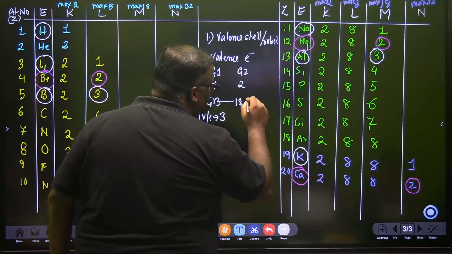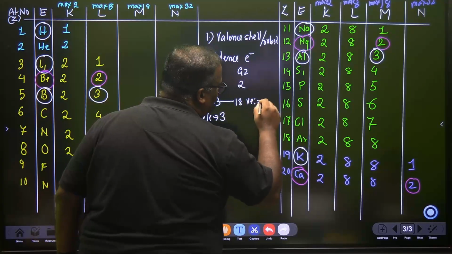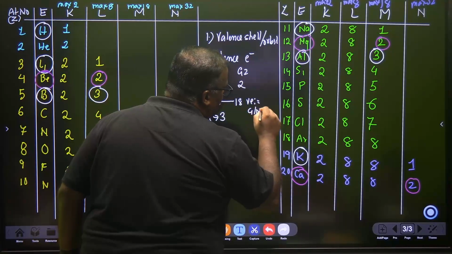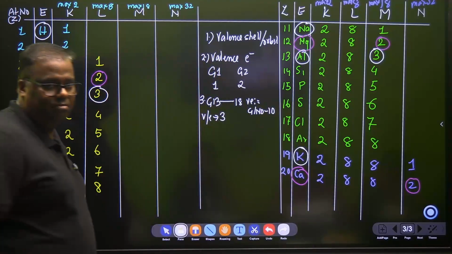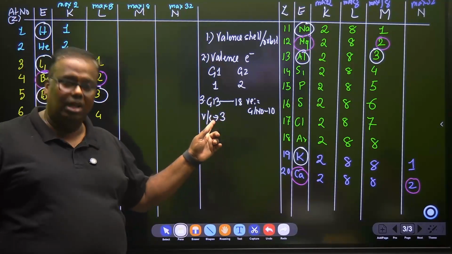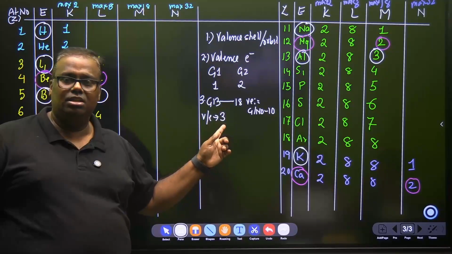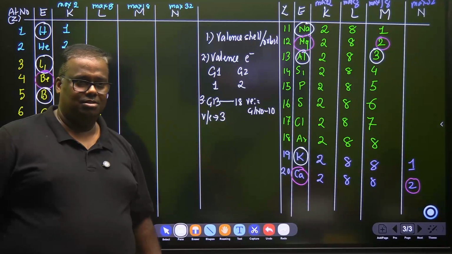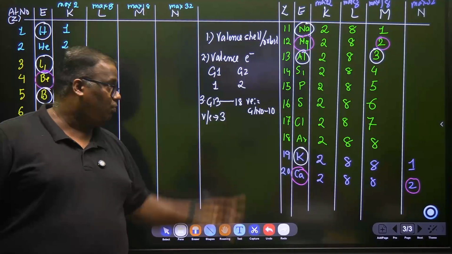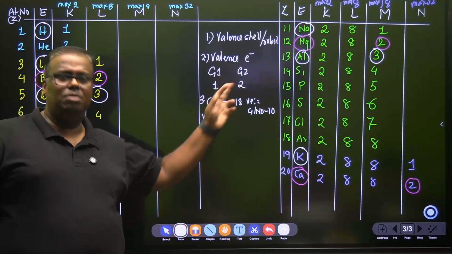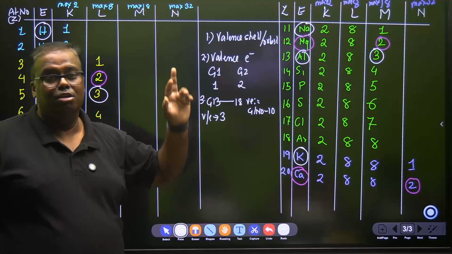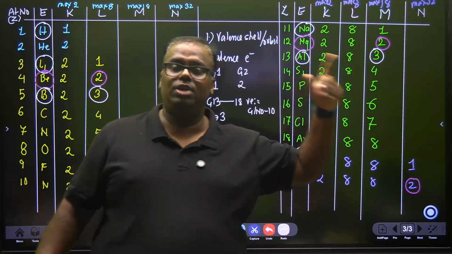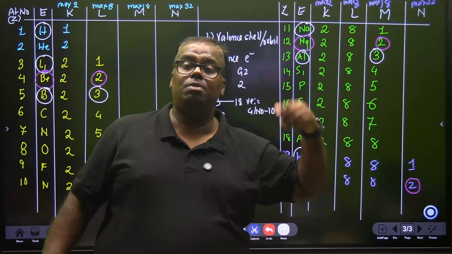The valence electron count is given by a formula: group number minus 10. What is the group number? 13. 13 minus 10 is 3. It will match now. So for group 1 and 2, the group number itself is the valence electron. But from group 13 to 18, it is group number minus 10.